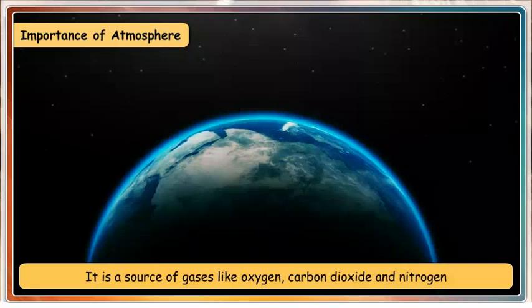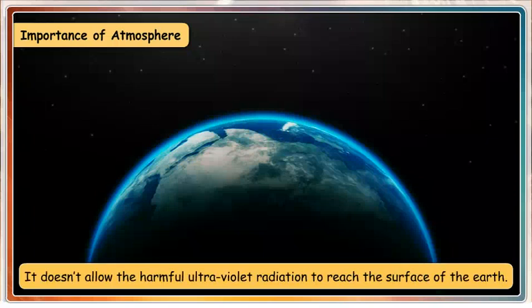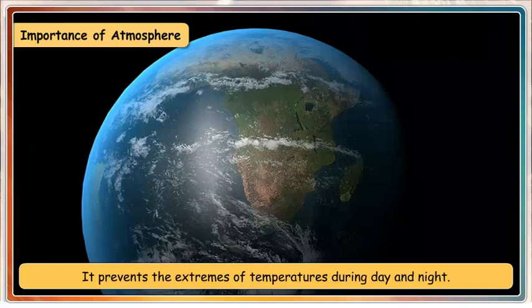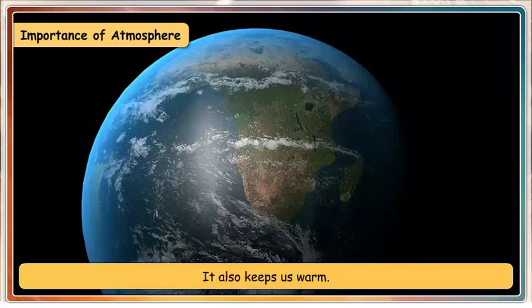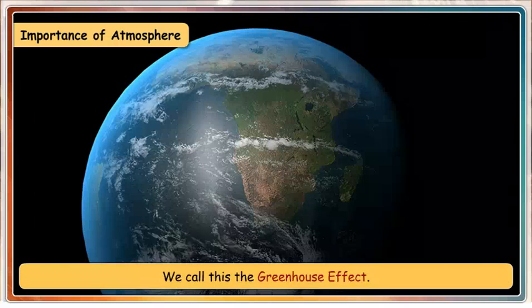Importance of atmosphere. It is the source of gases like oxygen, carbon dioxide and nitrogen which are essential for life on Earth. It does not allow the harmful ultraviolet radiation to reach the surface of the Earth. It prevents the extremes of temperatures during day and night. It also keeps us warm. It holds the surface heat on the Earth and prevents it from radiating out into space. We call this the greenhouse effect.